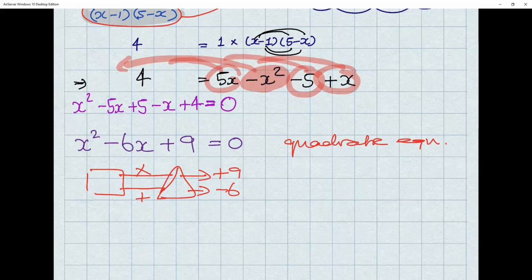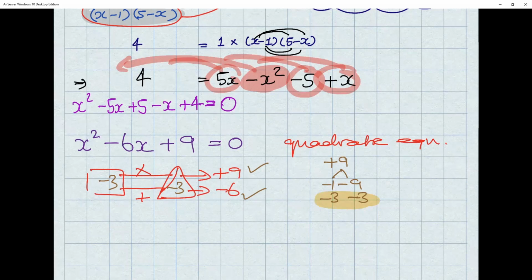So let's have a look at what the factors of plus 9 are. Remember, we're looking for negative factors because we need to get a minus 6 when we add them. So we could have minus 1, minus 9, or we could have minus 3 and minus 3. Fantastic. Which one do you want me to use? Minus 3, minus 3, because minus 3 and minus 3 add up to minus 6. So you put minus 3 here, minus 3 here. The times give you plus 9, the adds give you minus 6.